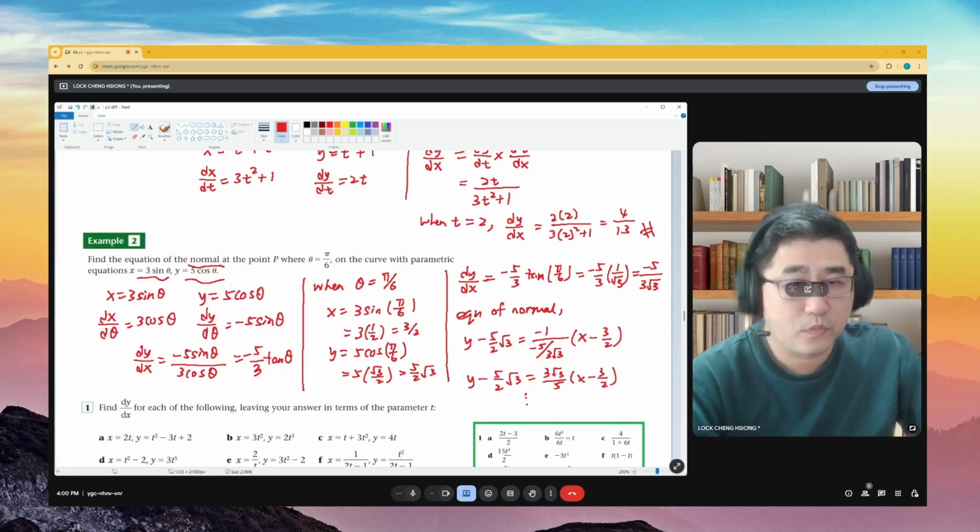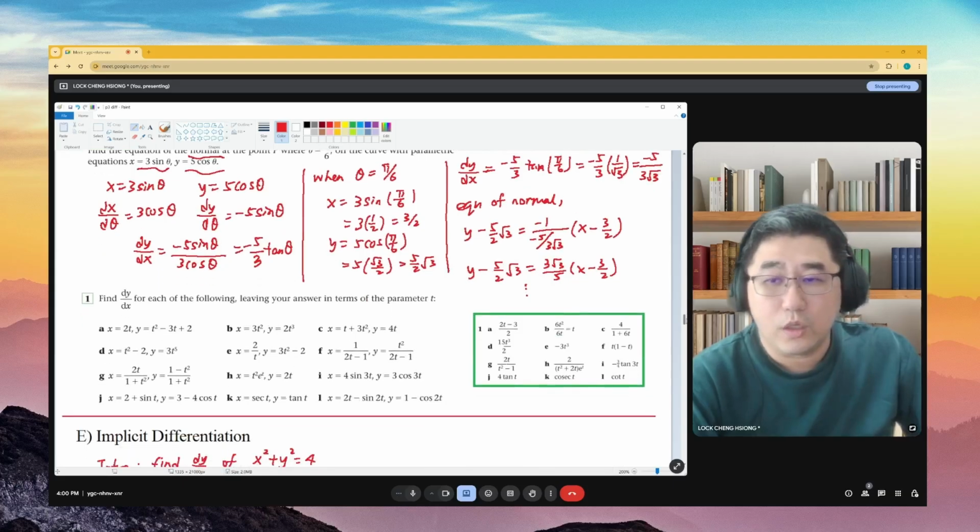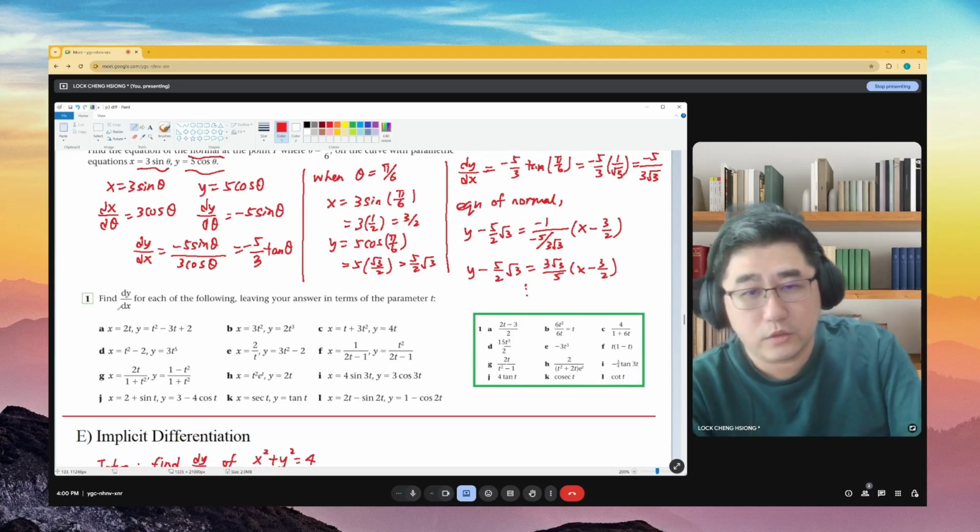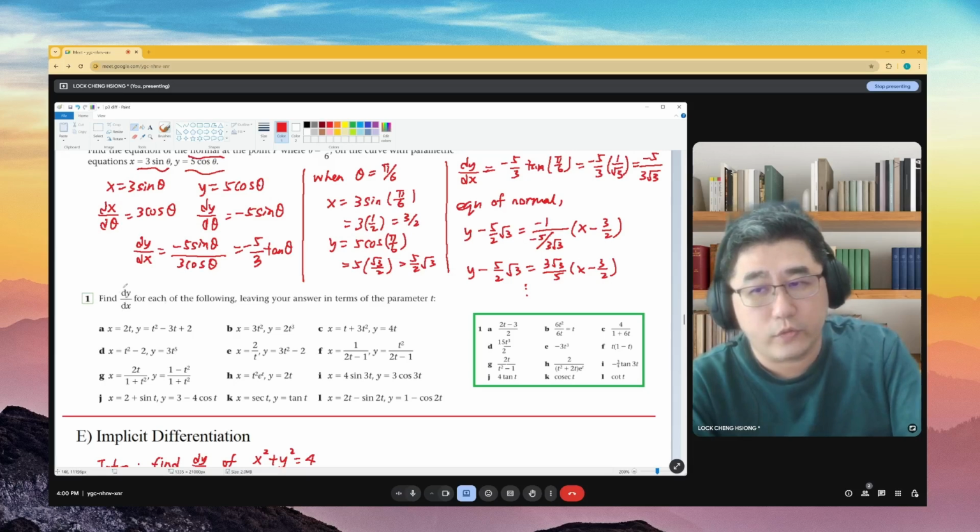Over here, again, you have exercises. This exercise asks you to find the dy/dx. Then the answer is over here.